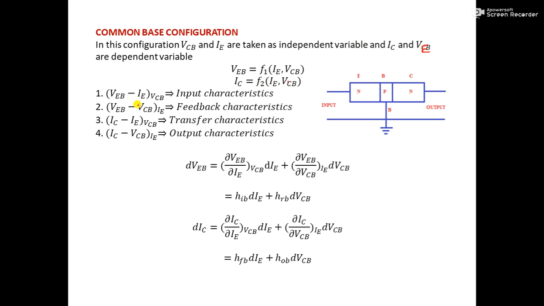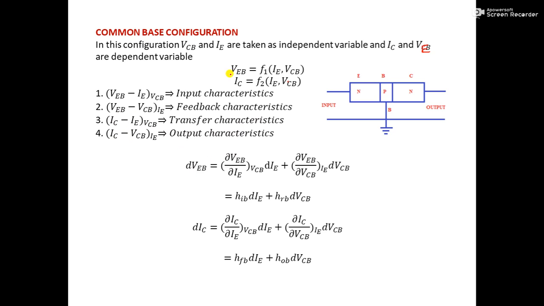As in the previous case, we have seen that the variation of one variable with another, keeping the other variable constant, can give us the different characteristics. So here the input terminals are VEB and IE. The variation of IE with VEB at constant VCB gives the input characteristics. Variation of VEB with VCB gives the feedback characteristics. Variation of IC with IE gives the transfer characteristics, and the variation of IC with VCB gives the output characteristics.